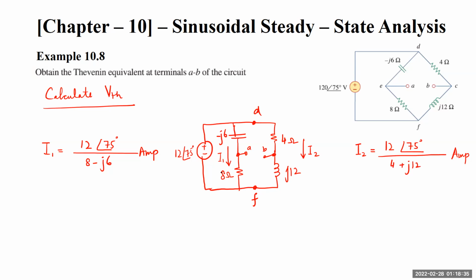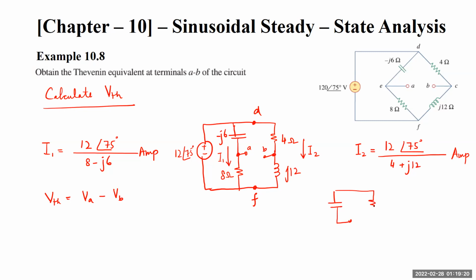So remember, VThevenin will be voltage at A minus voltage at B. So voltage at A, how are we going to calculate this voltage? This voltage will be the voltage drop across the J6 element, and the voltage drop across this 4 ohm resistance. So actually, what our circuit would look like if I draw in a more simpler manner.